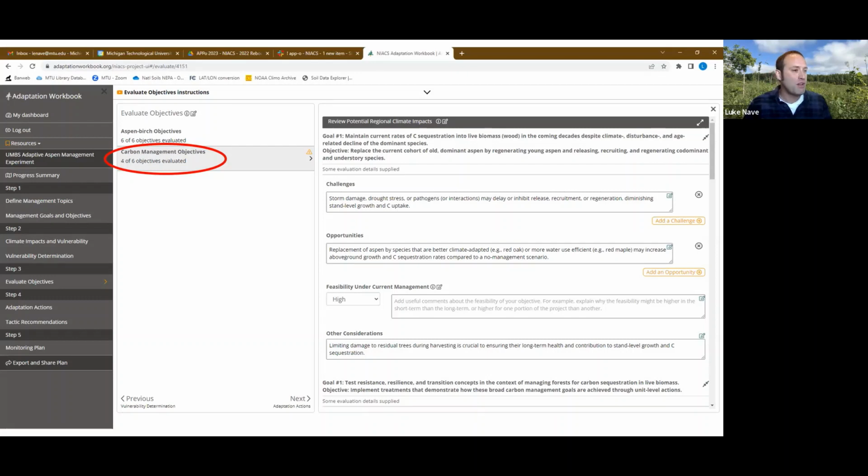This is a good example of how we can use the workbook in an iterative way. You don't have to do it all the first time. You can go back to this framework of your project and add goals and objectives related to another target of your management, in this case, carbon management. And I won't belabor these points, but I'll have them here in case there's questions about that.